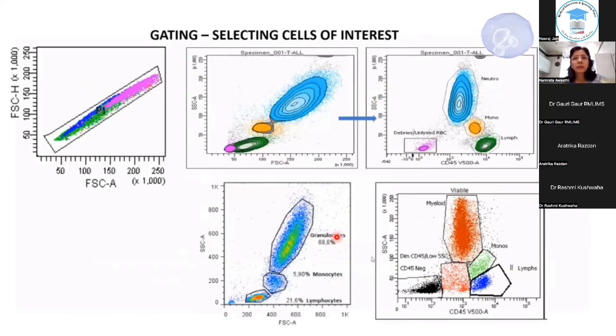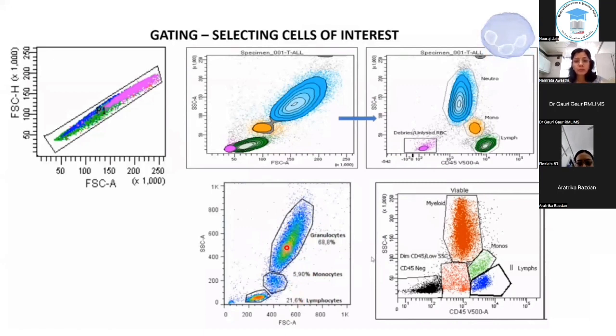Now, what is gating? Gating is essentially selecting cells of interest. You all have heard that in this gate, the cells were gated. So what is a gate? A gate is when you instruct the software of the flow cytometer that I'm selecting this population. For example, on a forward and a side scatter, I'm selecting this population, which is the granulocytes, and asking the software to tell me the characteristics of this population. So the software might tell me that this granulocytic population comprises about 68.8% of all the cells here in this dot plot.